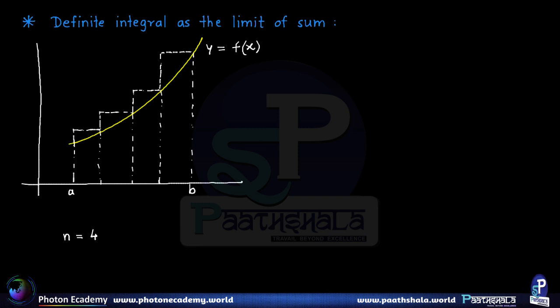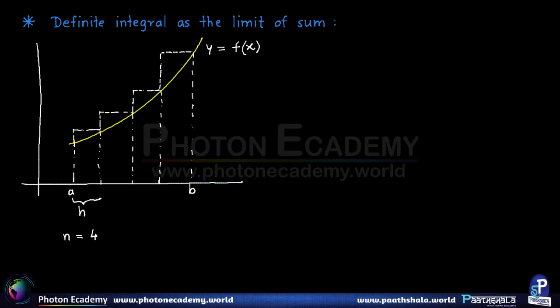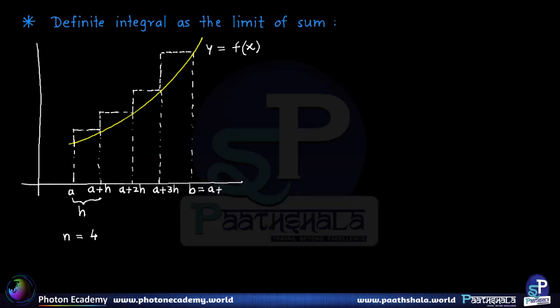Now let us call the width of each rectangle as, say, h. Okay? So for the end of the first region, we have the x coordinate as a plus h. Then next we would have a plus 2h. Then we will have a plus 3h. And finally, of course, b will be nothing but a plus 4h, simply because we are dividing the region into 4 parts. Right?